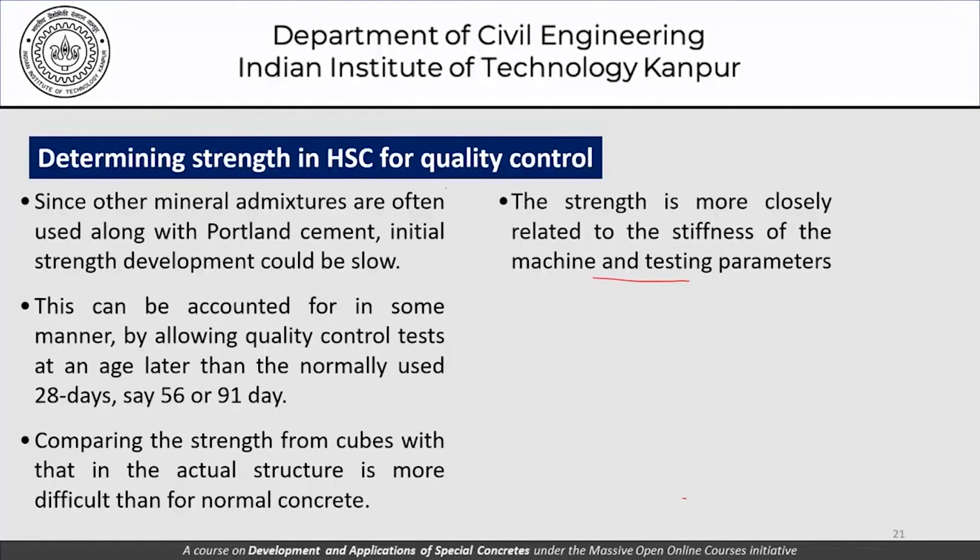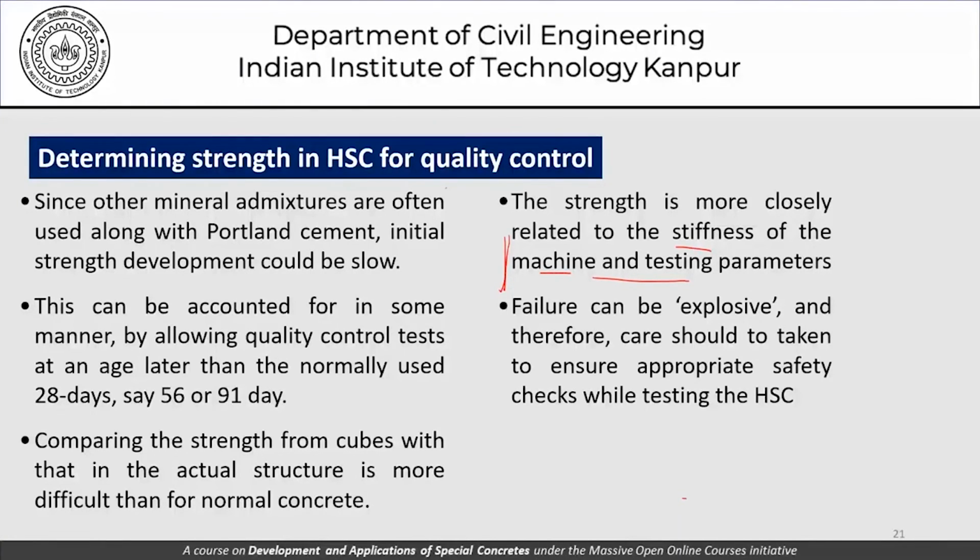So as we go higher in the strength, the stiffness of the machine, or what kind of compression testing machine is used to determine the strength of concrete, also starts coming into play. Failure can be explosive, and therefore care should be taken to ensure appropriate safety checks while testing high strength concretes. So this is something which is on record as far as literature is concerned, and I would like you to read a little bit more about the nature of failure as far as high strength concrete is concerned, in terms of its brittle nature.